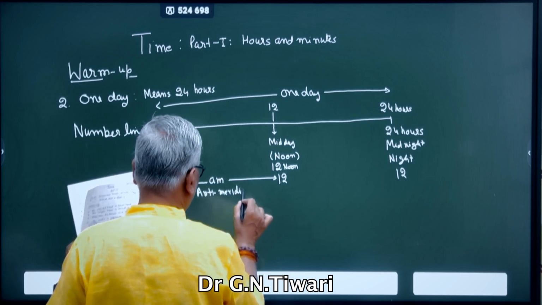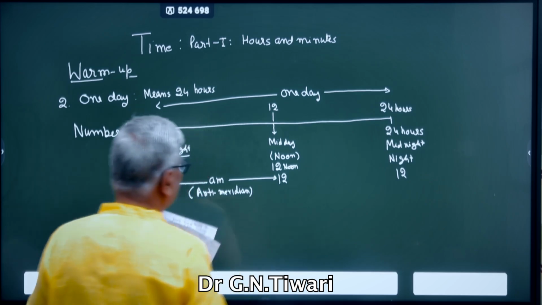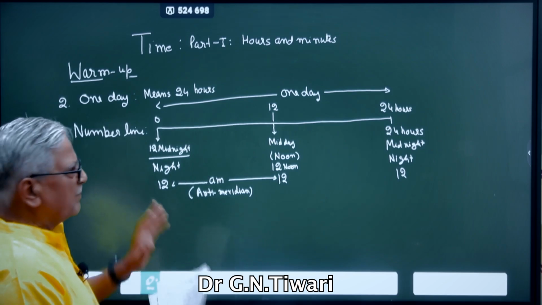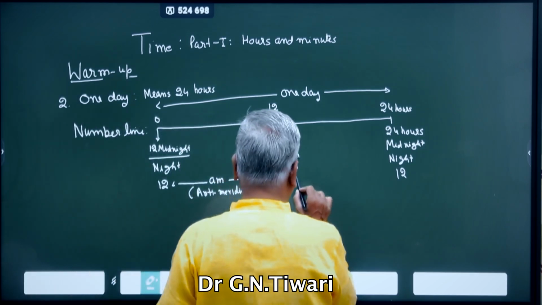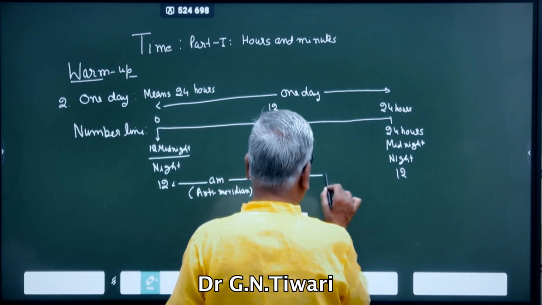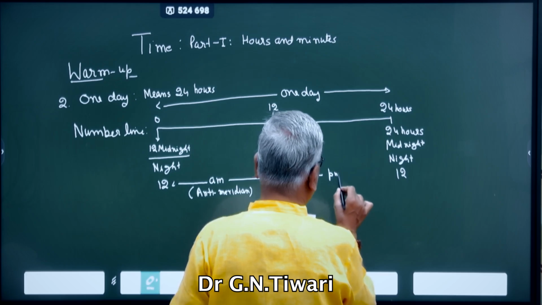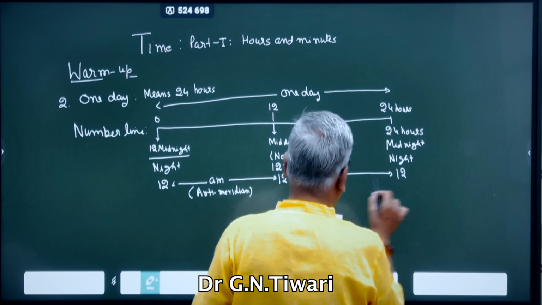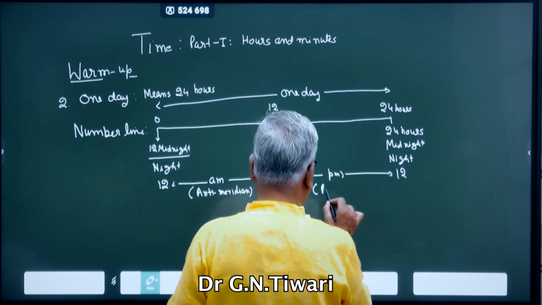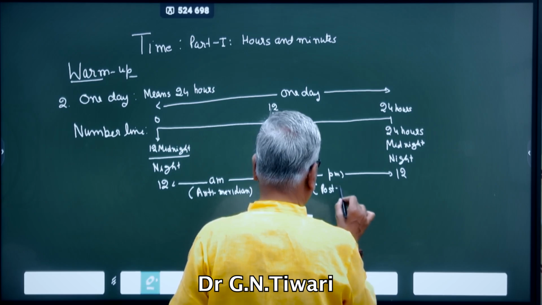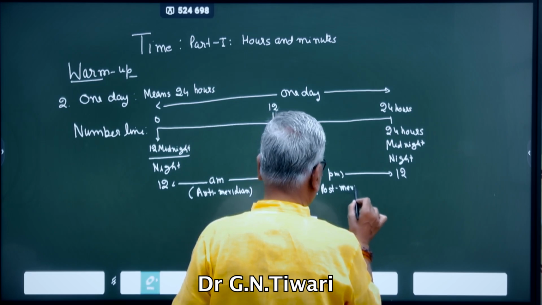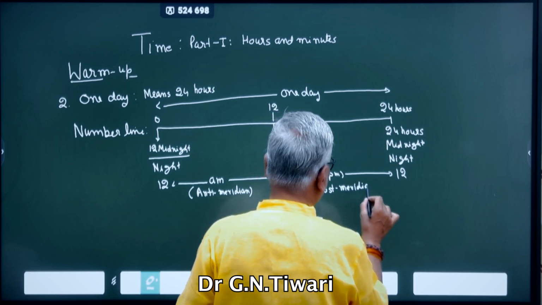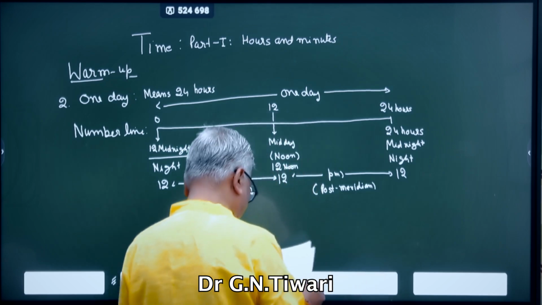Anti-meridian. But for a class 2 student, you can only say AM. Then this is referred to as PM. It is the post meridian. In higher classes, they will understand.